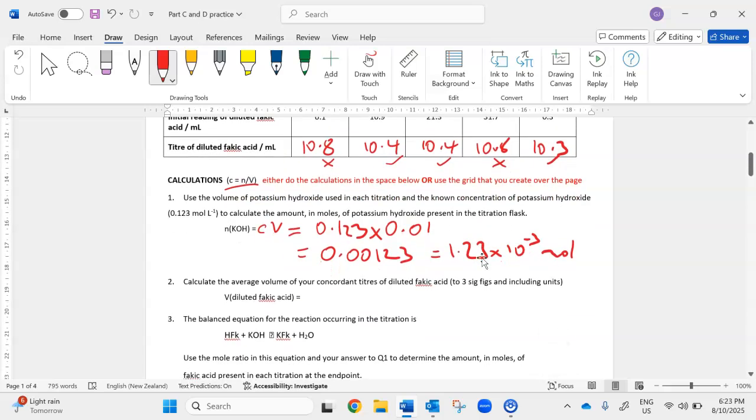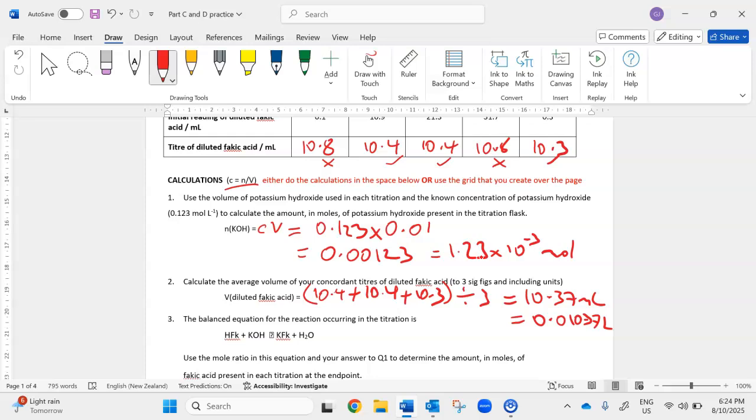Calculate the average volume of the concordant titres of the diluted phosphoric acid. So that means 10.4 plus 10.4 plus 10.3 equals, divided by 3, equals 10.37 millilitres, which divided by 1,000 is 0.01037 litres.